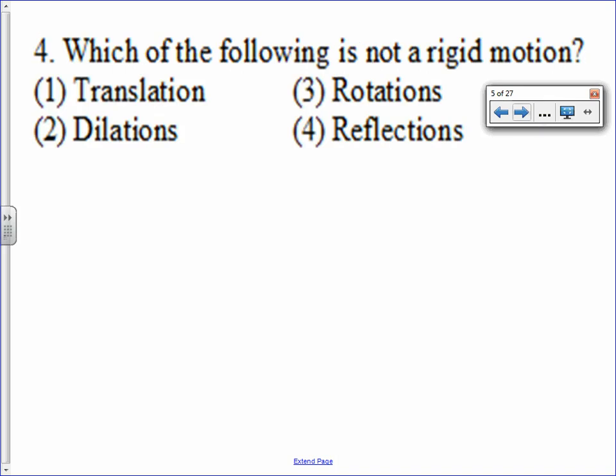Which of the following is not a rigid motion? Well, like I just said, a rigid motion keeps the same angles, keeps the same size, keeps the same shape. Dilation is not a rigid motion because it changes the size. Reflections, rotations, and translations are.